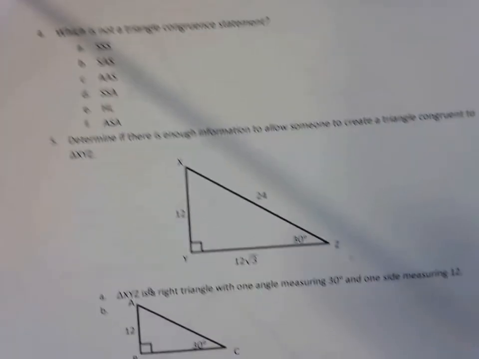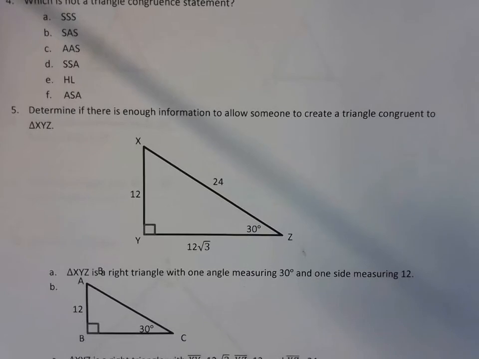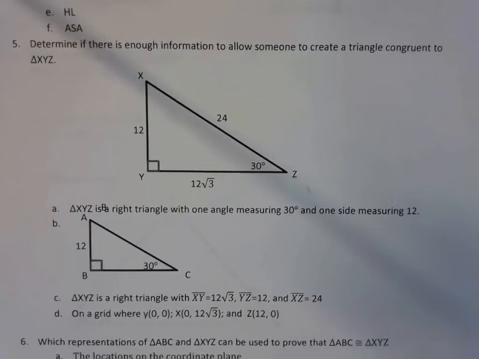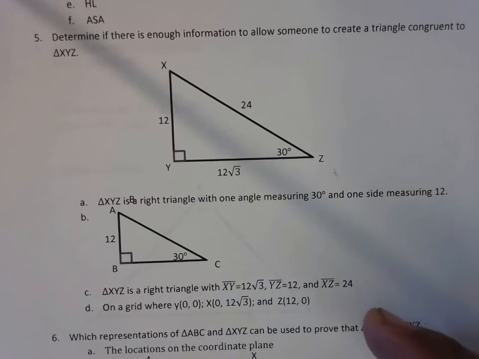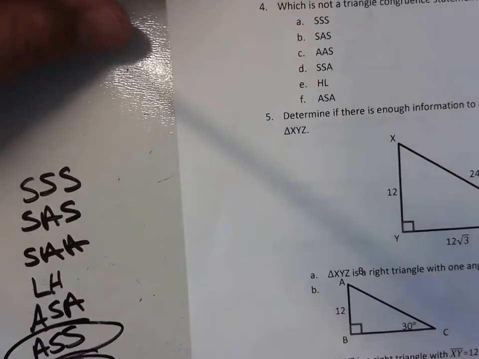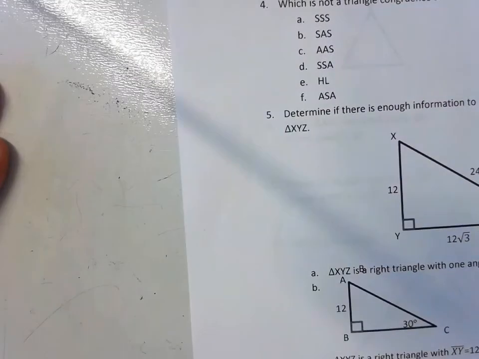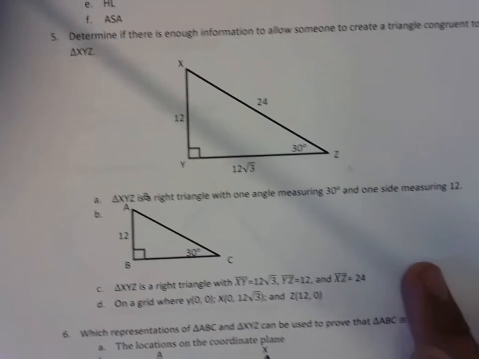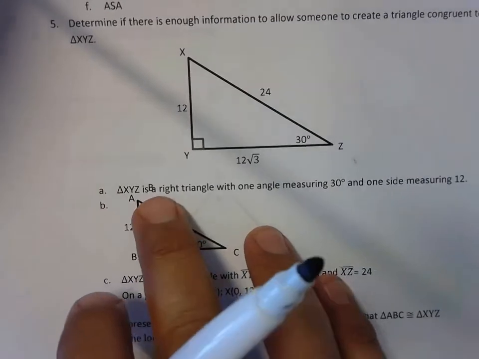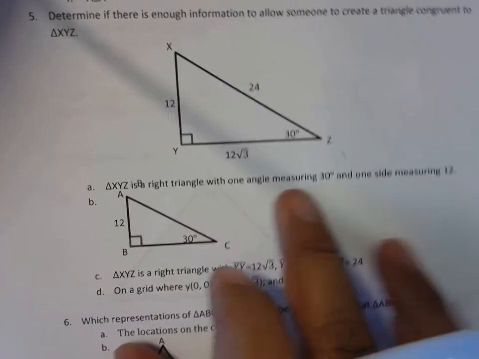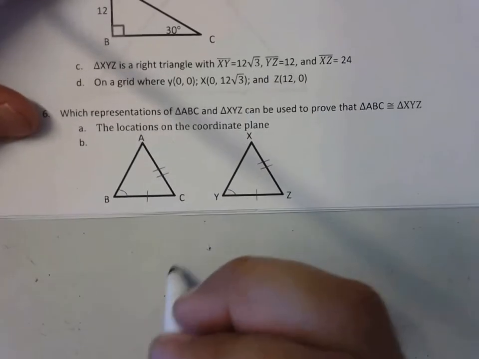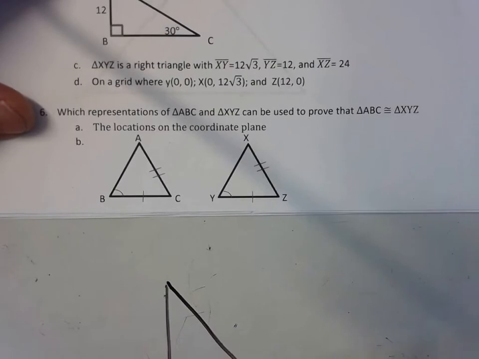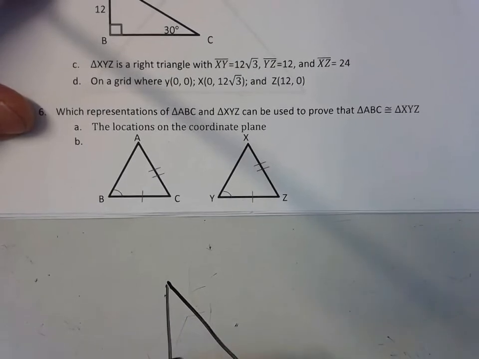Alright. Number 5. Determine if there's enough information to allow you to create the triangle congruent to triangle XYZ. So here's XYZ. So I need to see if A, B, C, or D has enough information for me to prove one of these: side, side, side, side, angle, side, angle, side, angle, angle, angle, side, or hypotenuse, leg. A, triangle XYZ is, don't worry about that. B, a right triangle with one angle measuring 30 degrees and one side measuring 12. If I follow those directions exactly, XYZ is a right triangle, so I have a right triangle. One angle measuring 30 degrees and one side measuring 12.